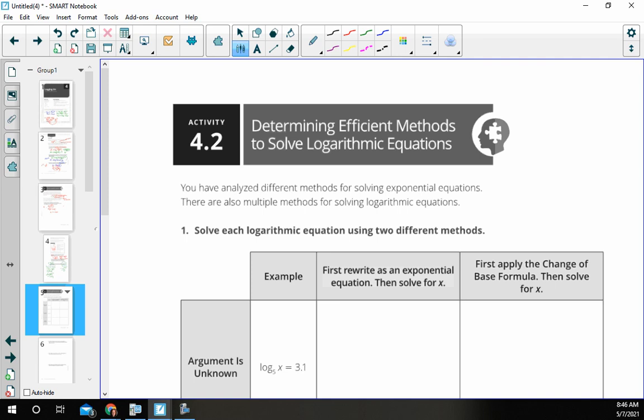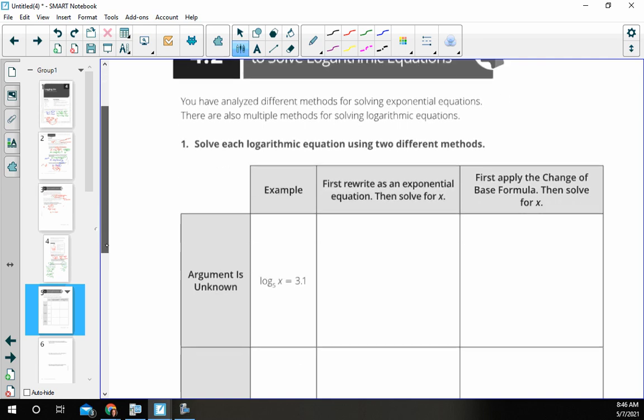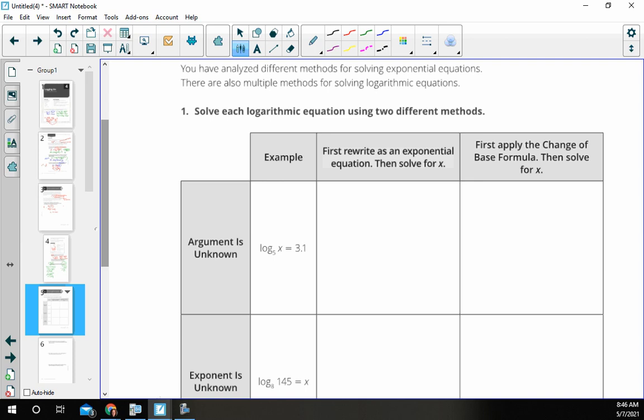Right? So solve each logarithmic equation using 2 different methods. Okay, so we're going to be logging both sides, and then we're also going to be doing a change of base. Or we're using, first we write as an exponential equation, okay, and then we are going to be using change of base. My exponential equation, if I do my swirly, I have 5 to the 3.1 is equal to x. All right, this one we can just type in our calculator, so 5 to the 3.1. I've got x to b, I'm rounding, so I have those little squigglies, which means equivalent. All right, the other one says first apply the change of base formula, then solve for x.